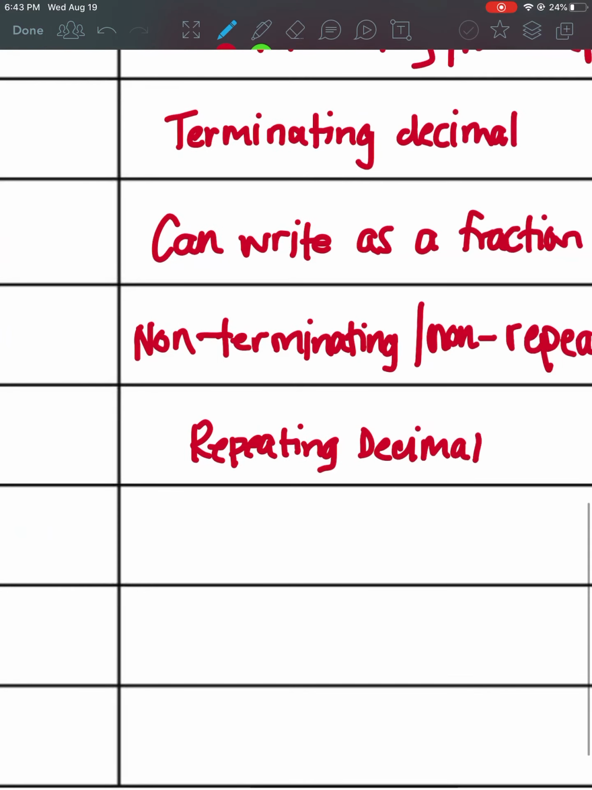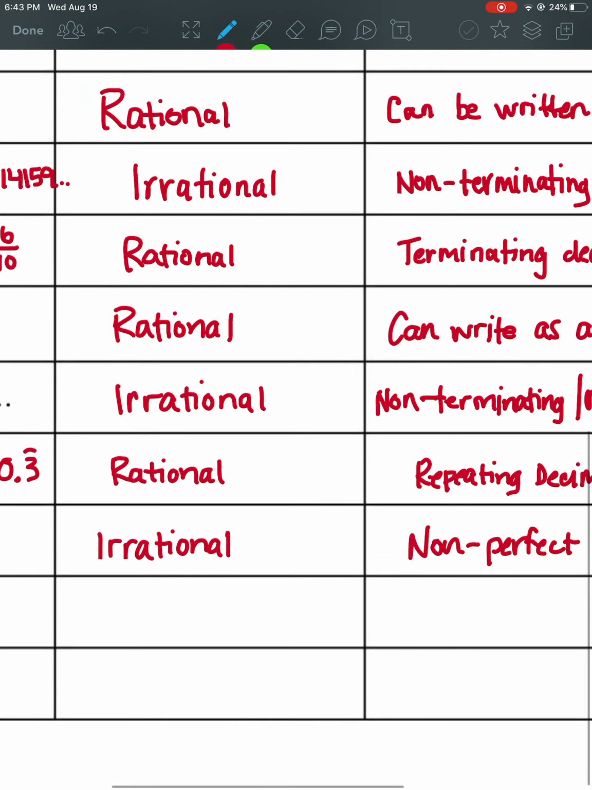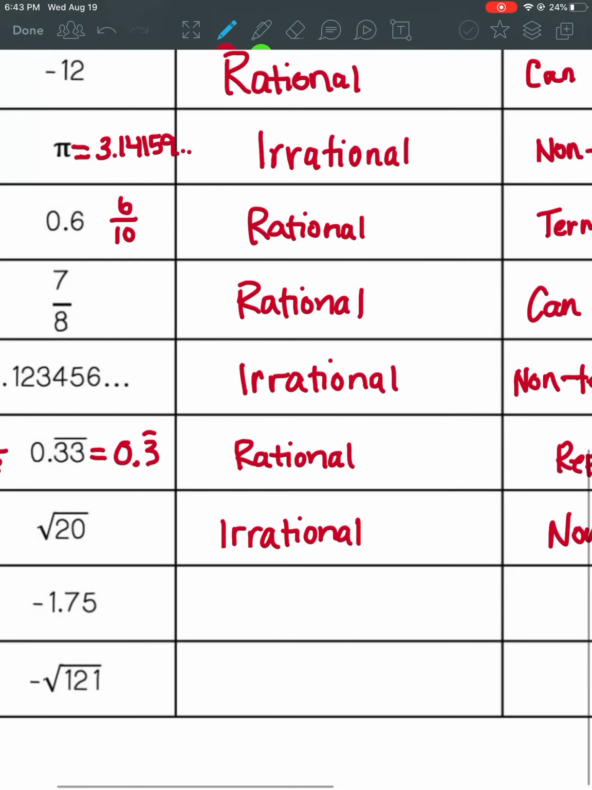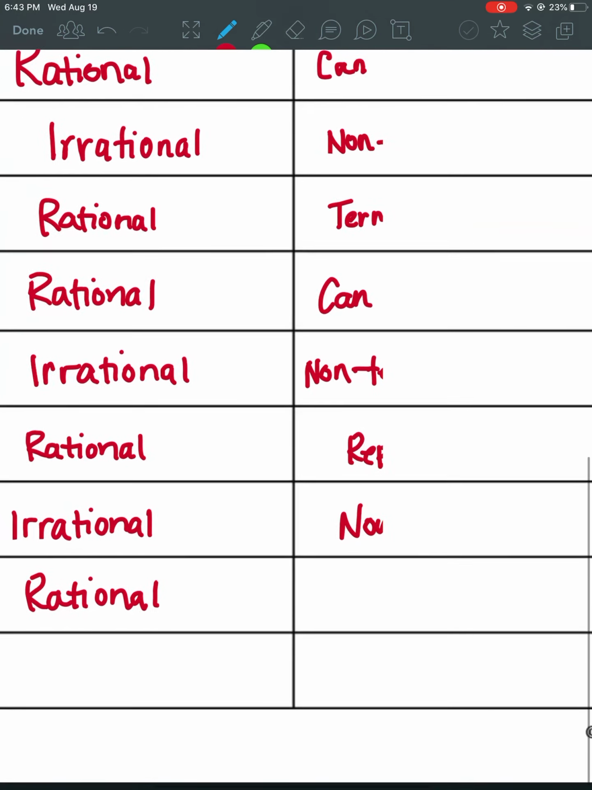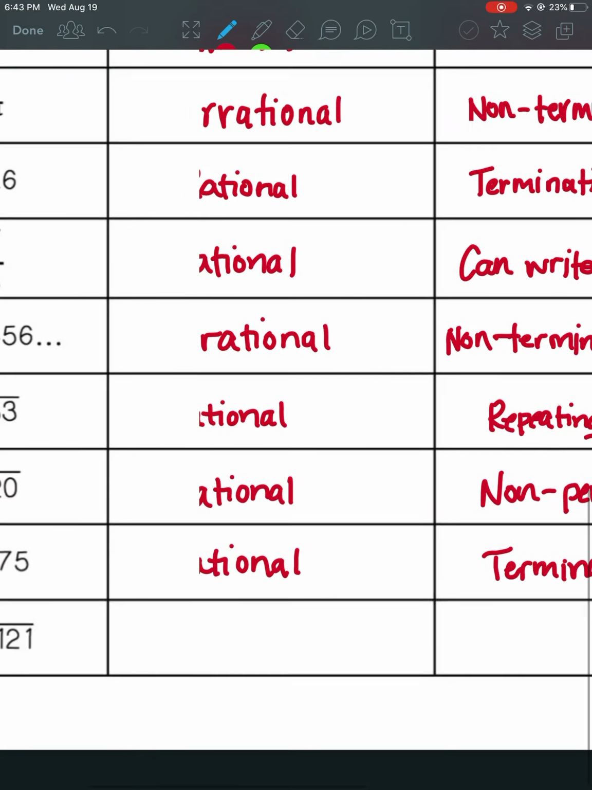Definition or explanation for that would be a non-perfect square. Something like 25, 5 times 5 equals 25. Well, that would be rational, okay? Negative 1.75, it ends, so we can write that as negative 1 and 75/100ths. So we can write it as a fraction. We know all terminating decimals can be turned into a fraction, so it's rational. So the reasoning, it's a terminating decimal.